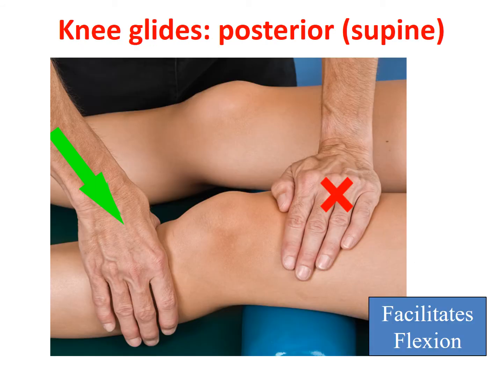For posterior glides, this would facilitate knee flexion, and again, with the idea of pushing instead of pulling, this would be done in supine, proximal knee stabilized, right, and distal knee mobilized. So a posteriorly directed force of the tibia on the femur.